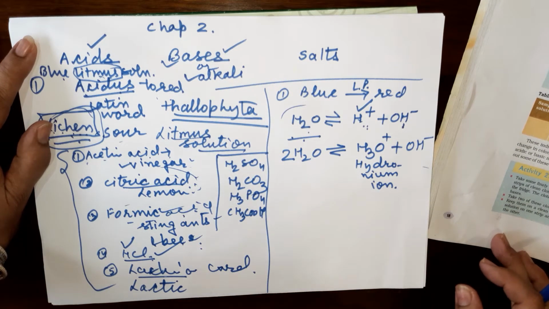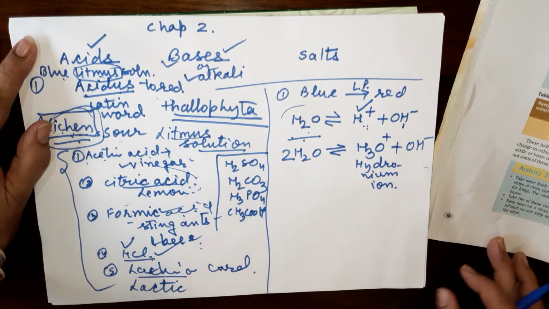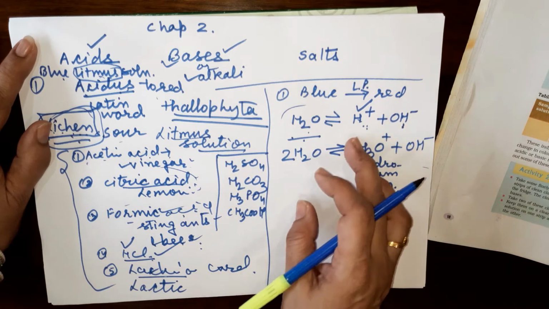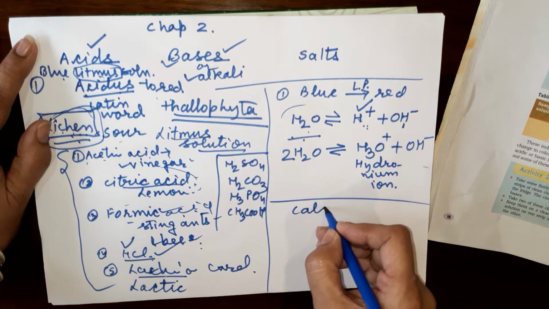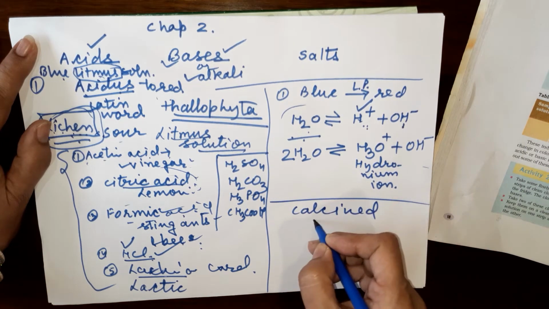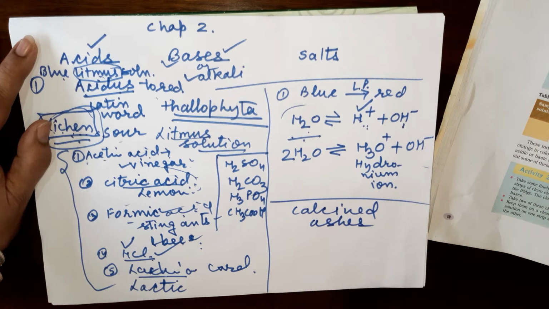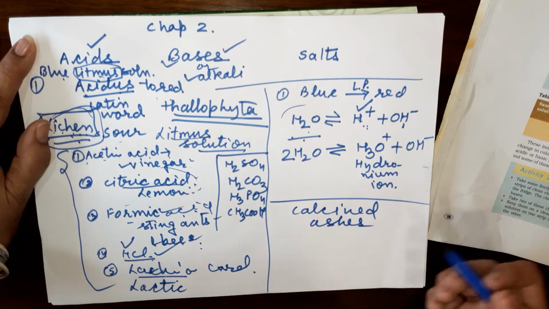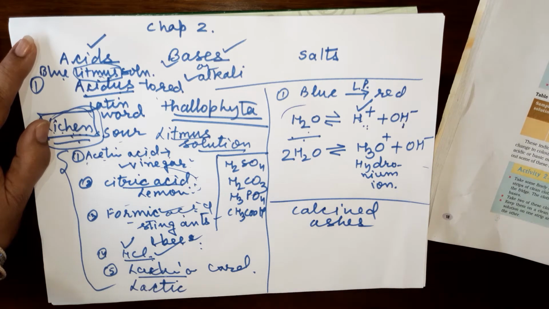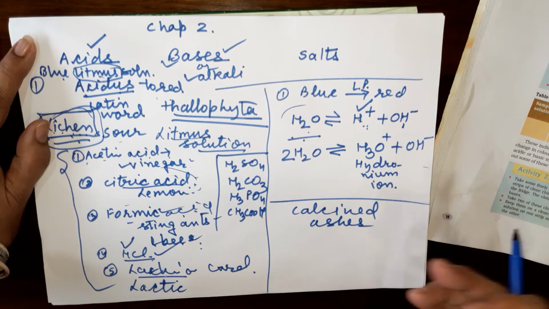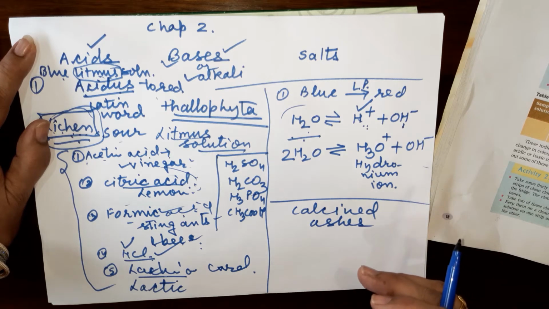The word alkali has been derived from an Arabic word which means calcined ashes. Because you know, when something is burnt, then ashes are formed. For example, when a plant is burnt, then ashes will be formed. From that word, ashes of plants, it has been taken, and it was given the name alkali.